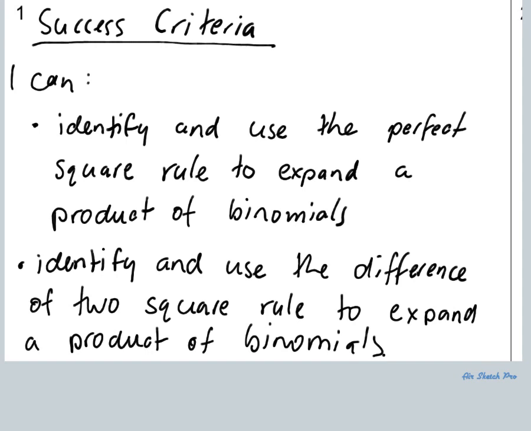You may disagree. I can identify and use the perfect square rule to expand a product of binomials. And secondly, I can identify and use the difference of two square rules to expand a product of binomials. By product, I simply mean two or more things multiplied together, but in this case, it's two things multiplied together. And remember that binomial simply means that we've got two terms added together. So A plus B times C plus D would be the product of two binomials. Hang on a sec.